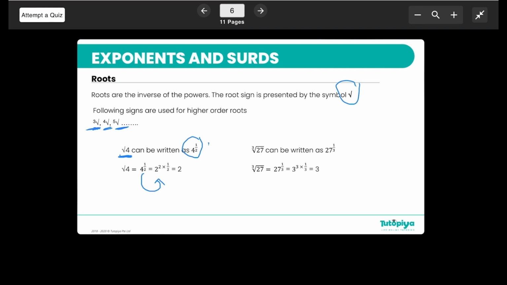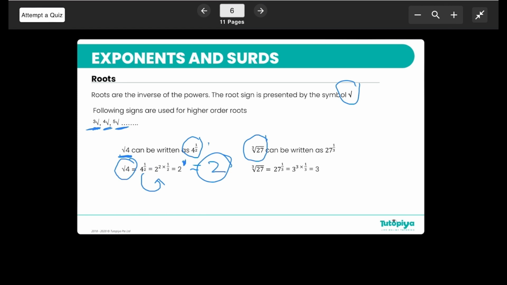Because 4 is 2 times 2, I can write that as 2 squared, and then using the multiplication of powers rule, I can multiply the 2 by half to form 2 to the power of 1, which is simply 2. So I can therefore say that the square root of 4 is 2.